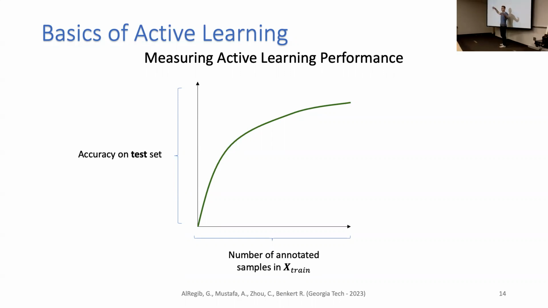Now, as you increase that training set with this algorithm, with this acquisition function, how well does it perform on the test set? That essentially gives you this curve. And the higher this curve is, the better your active learning algorithm actually is. Because it means that the samples you selected for labeling and trained your network on make your network better on the test set. That is really what we want to evaluate on.